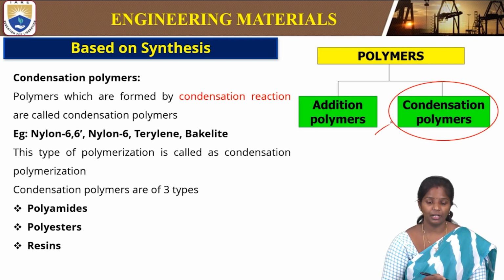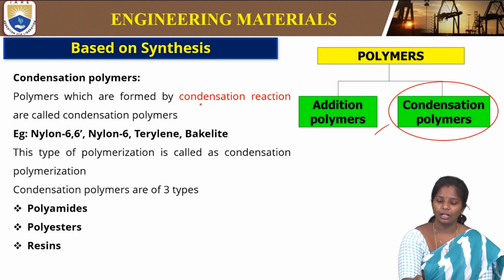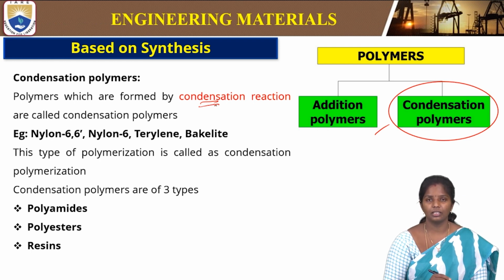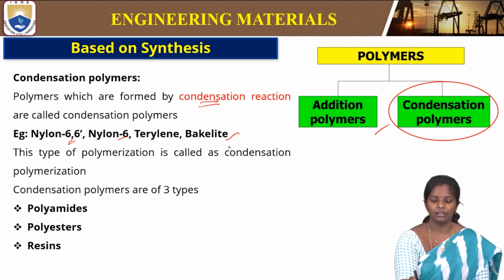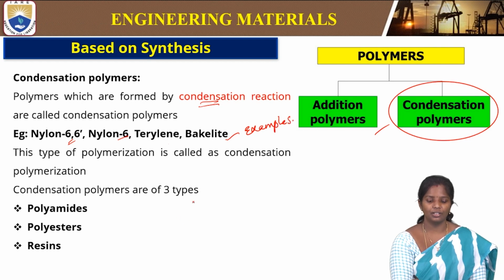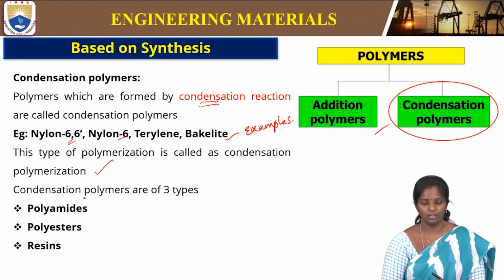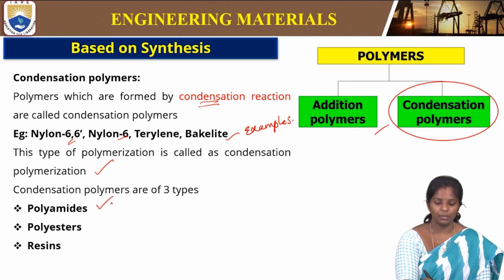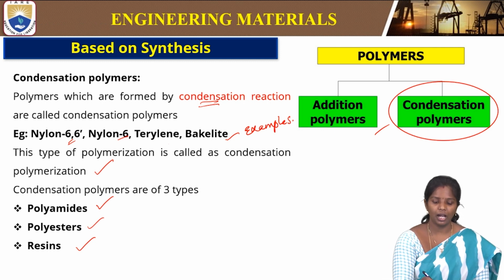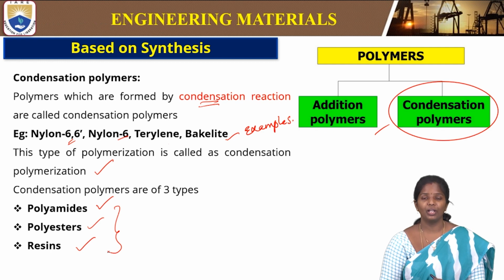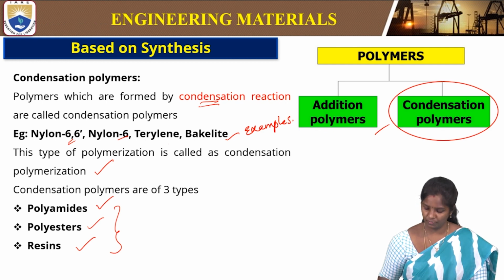Then the condensation polymerization. It is formed wherein a condensation reaction takes place. Condensation gives out some byproducts. Nylon 66 or nylon 6, terylene, and bakelite are the examples. The polymerization which has the condensation reaction is called condensation polymerization. These are again of three types depending on the byproducts: polyamides, polyesters, and resins. These are the different condensation polymers. We will see the reaction mechanism in detail in the next session, but just remember that there are three different condensation polymers: polyamides, polyesters, and resins.